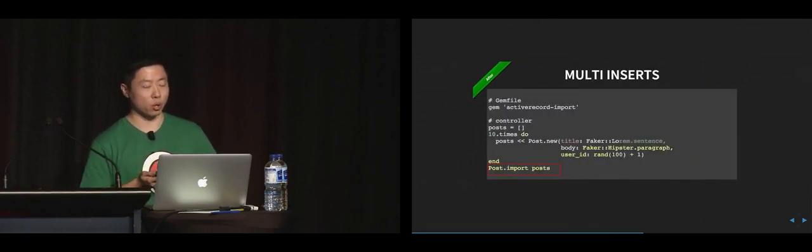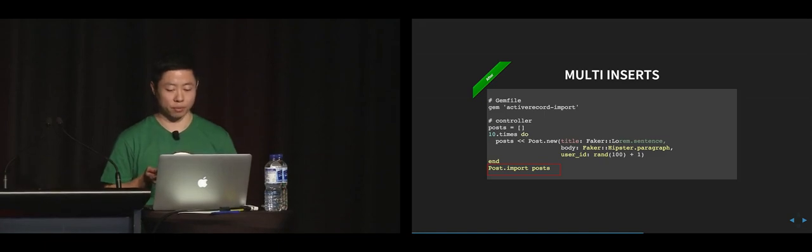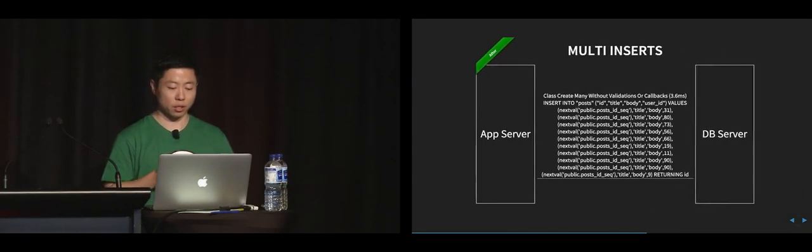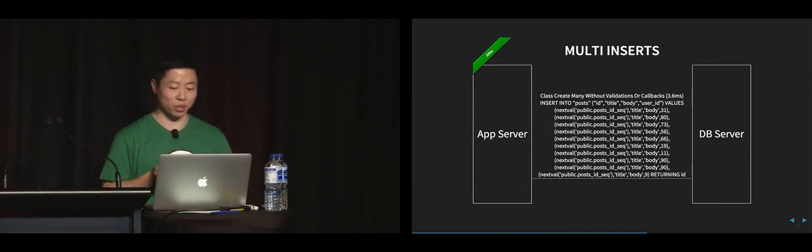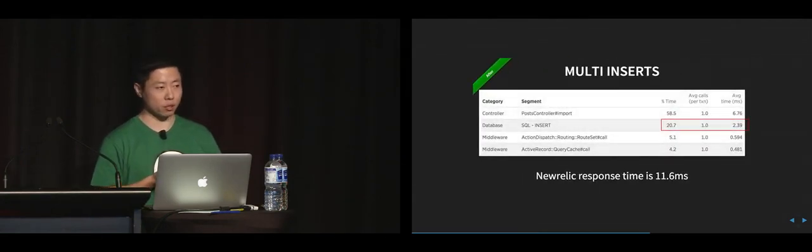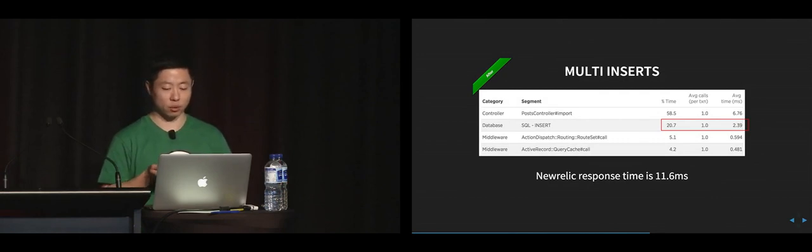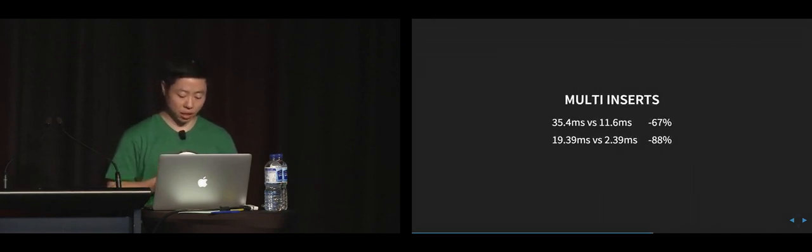And we can use activerecord-import to do the multiple insertion. But be aware that it won't trigger validations and callbacks, so be careful. You will see that it only sends one SQL to the database, including all the 10 posts' data. In New Relic, you just see one SQL insert, and it takes only 2.39 milliseconds. So the average response time is reduced from 35.4 milliseconds to 11.6 milliseconds. It's 67% improved. And for the insert SQL, it's reduced from 19.39 milliseconds to 2.39 milliseconds. It's 88% improved.